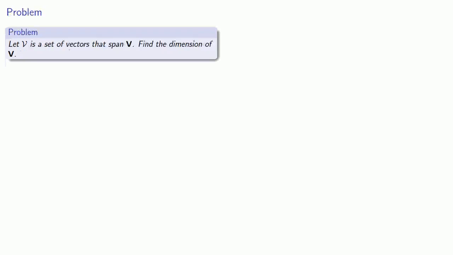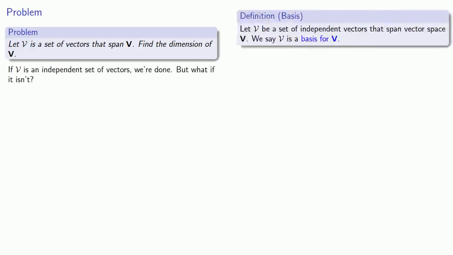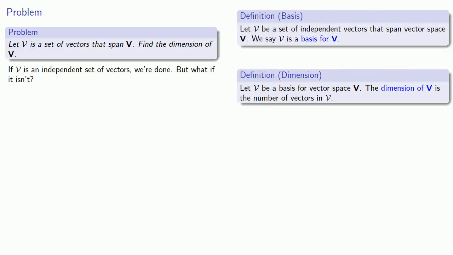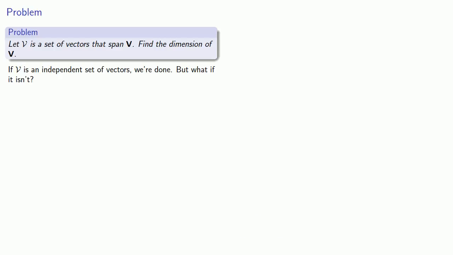So again, every good definition leads to a problem. Let V be a set of vectors that span the vector space V. If V is an independent set of vectors, we're done, because then V is a basis and the dimension is the number of vectors in the basis. But what if my set of vectors is not independent? I'll have to figure out which vectors are redundant.